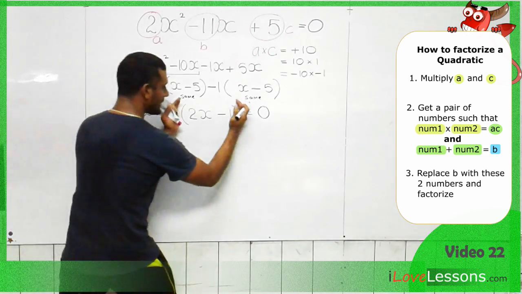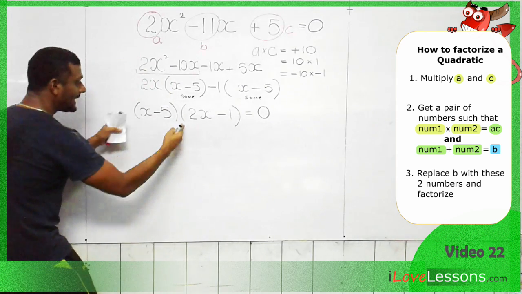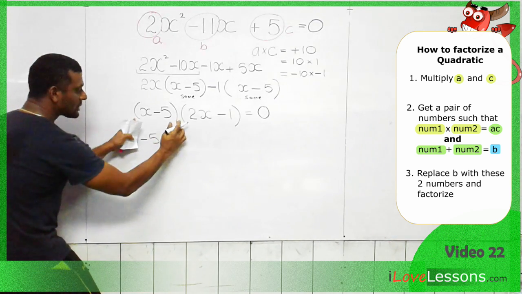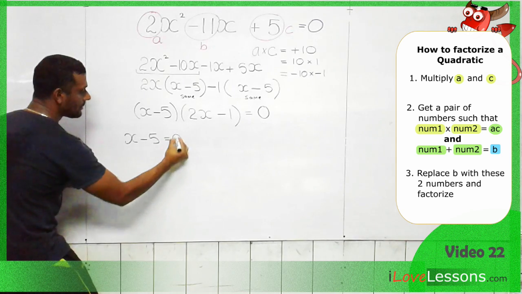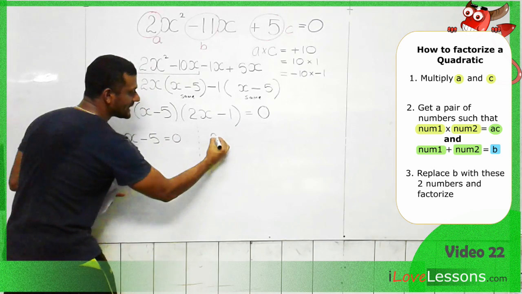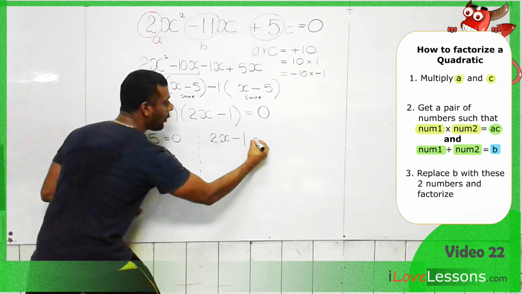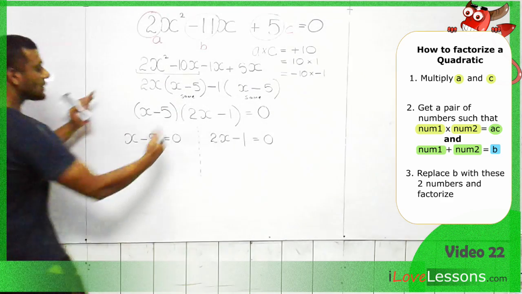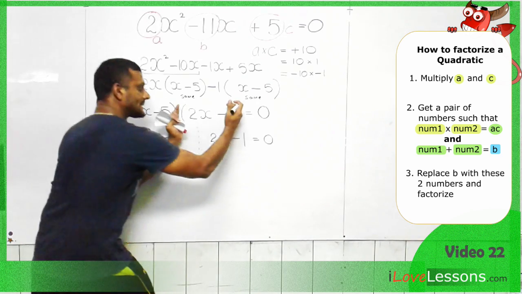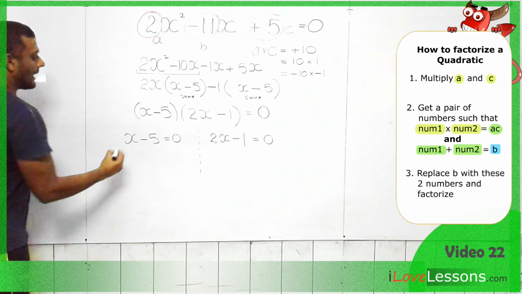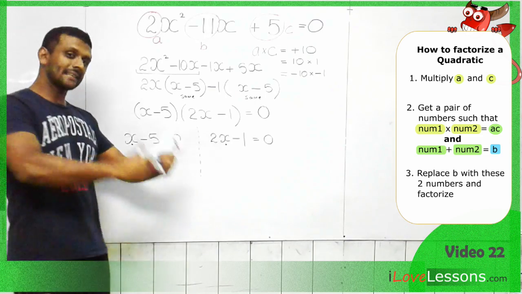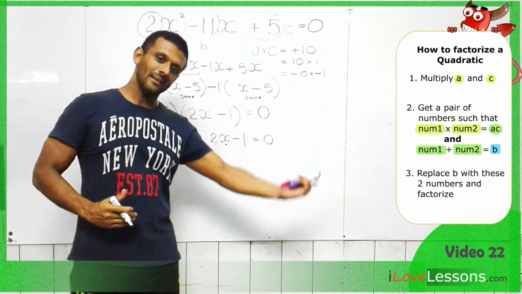Notice we have two pairs of brackets. All we have to do now is take each bracket. This bracket is x minus 5. So take the first bracket and put it equal to 0. Then we are going to take the item in the second bracket, which is 2x minus 1, and also put it equal to 0. So it's like I divided the question into two parts. The first bracket, put it equal to 0. The second bracket, put it equal to 0. And all we have to do now is solve for x. In other words, get x on one side and everyone else on the other side.